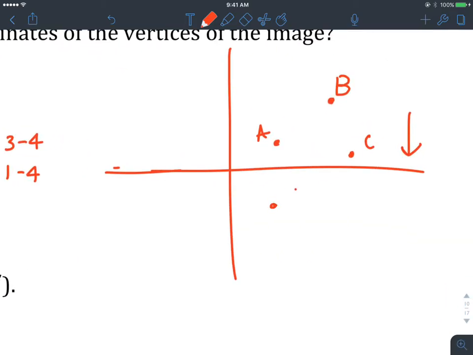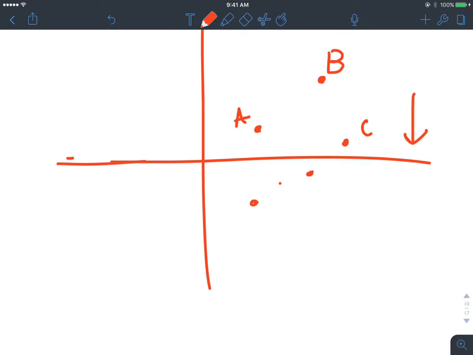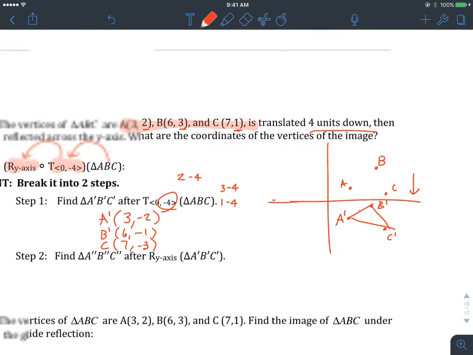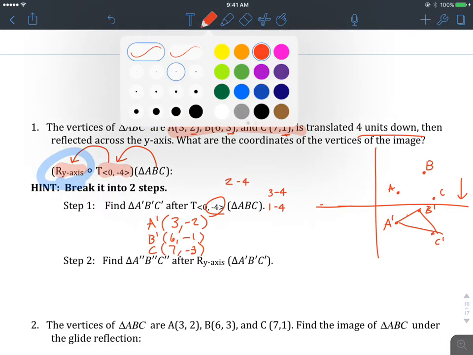3, comma -2, B was 6, comma -1, and then C was kind of below that. So everything was moved down. A prime, B prime, C prime. Okay, so now after we do that, we're going to go take care of this reflection across the y-axis. That's the next part right here.